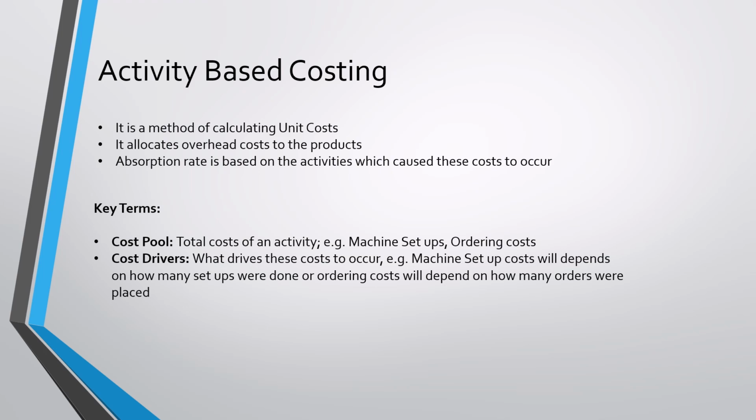Key terms we need to remember in using the ABC method are cost pools and cost drivers. Cost pools are the total cost of a particular activity. It can be machine setup, for example, ordering cost, or the running cost of a forklift. Cost drivers are the reasons behind these costs. For example, placing an order adds to ordering cost, or setting up a machine incurs setup cost.